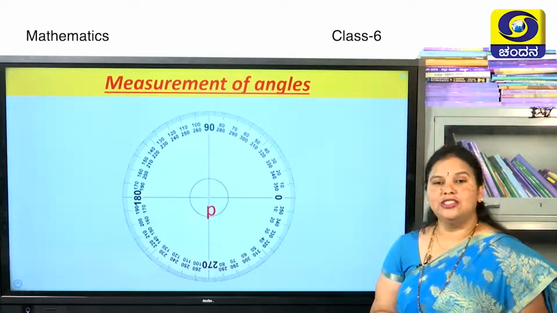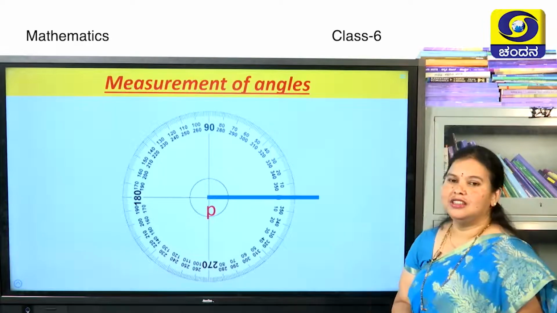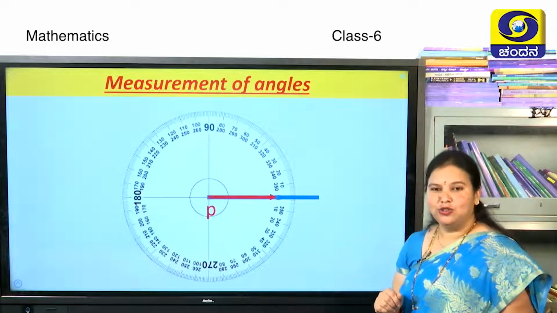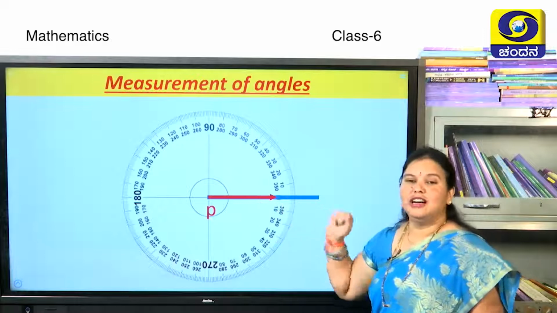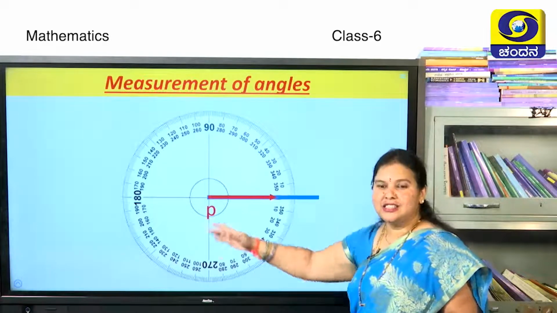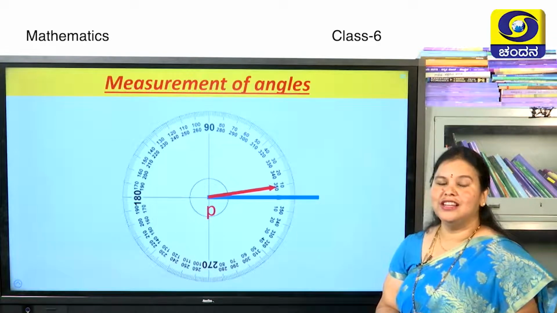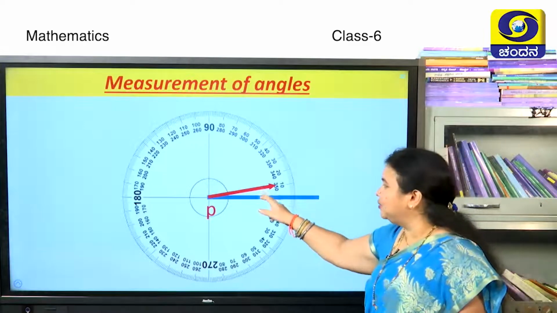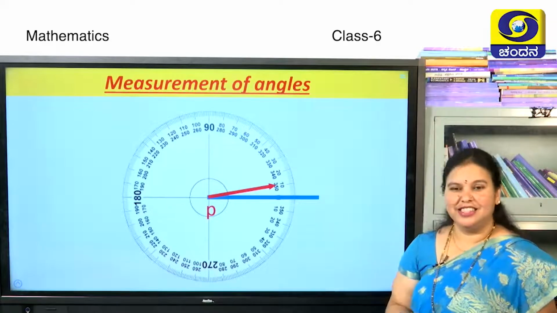Okay. Observe keenly every action in this and confirm yourself. Okay. Here I have taken one line segment which is in blue and one more line segment which is in red with an arrow. Now you have to observe the movement of this arrow in this circular protractor. Okay. See, now it is moving and showing 10 degree. So, the angle formed between these two is 10 degree, which is an acute angle, isn't it?